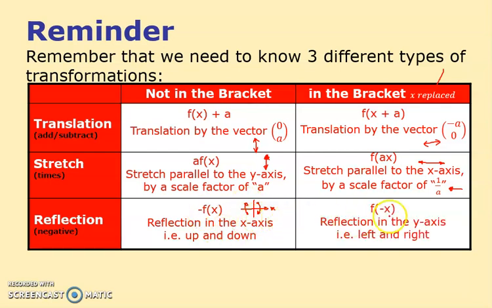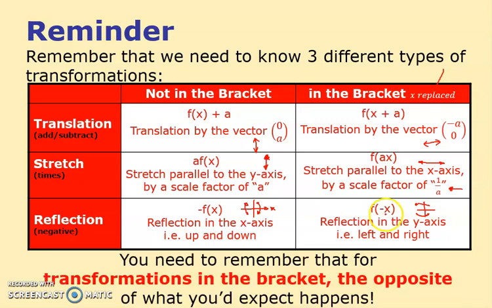If the minus is inside the bracket, look at this, it's a reflection in the y-axis. So what we had was something over here, went over there. Something over here, went over there. And so this is a left to right one because it's in the bracket, and then everything in the bracket goes the wrong way round, really. You need to remember that in transformations in the bracket, the opposite thing happens to what you'd expect. Well, certainly for translations and stretches.